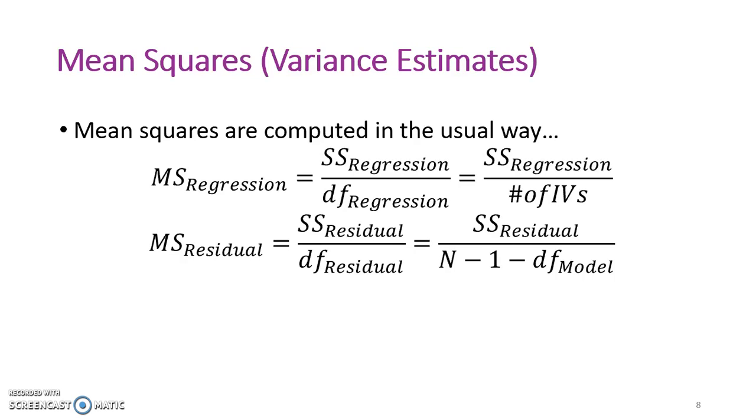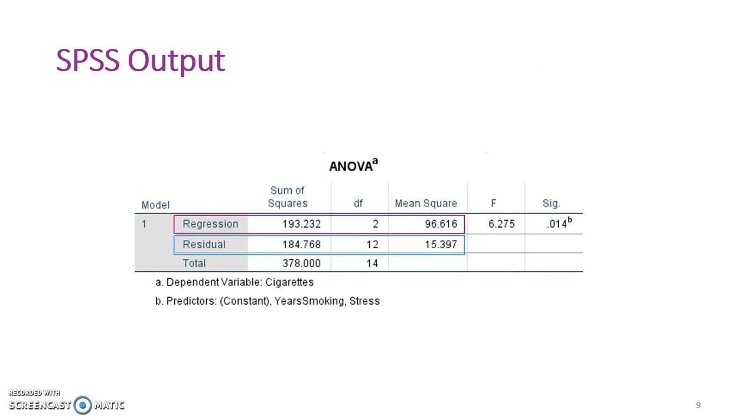Now, the mean squares or the variance estimates are essentially the average systematic influence, or the average leftover error. And those are computed in the usual way. So we divide the sum of squares by the degrees of freedom. And here's where we find those in the SPSS output.